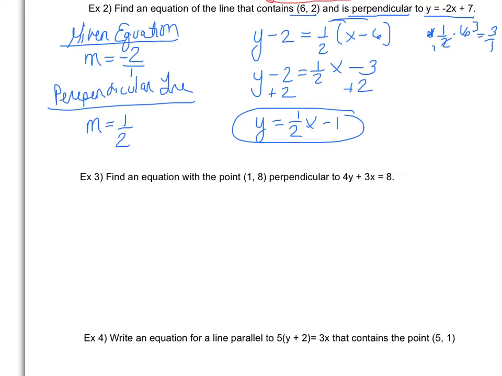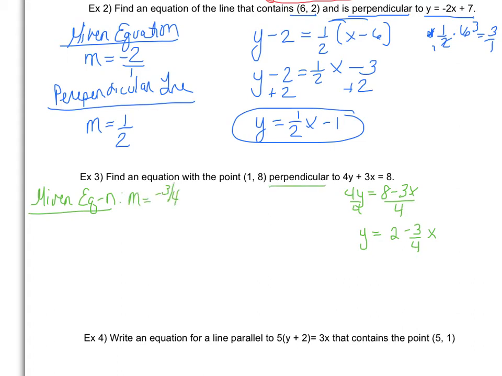First thing I'm going to do is find the slope of my given equation. Unfortunately, this one is not written in y equals mx plus b form, so I'm going to go ahead and rearrange this first. So I'm going to subtract 3x. I'm going to divide by 4. And I get y equals 2 minus 3/4 x. So it looks like the slope for my given equation is m equals negative 3/4.